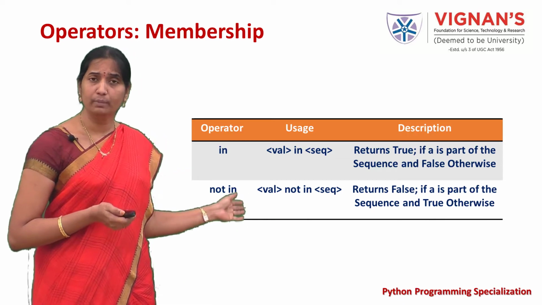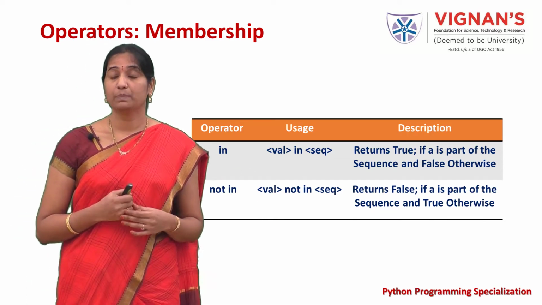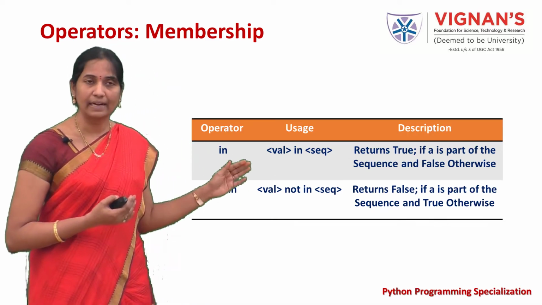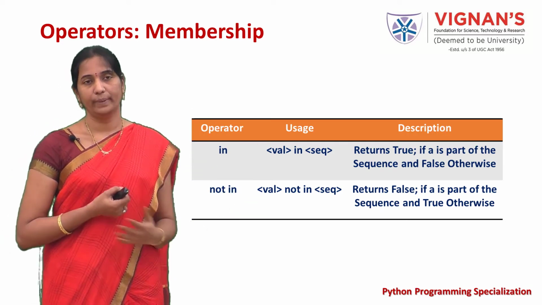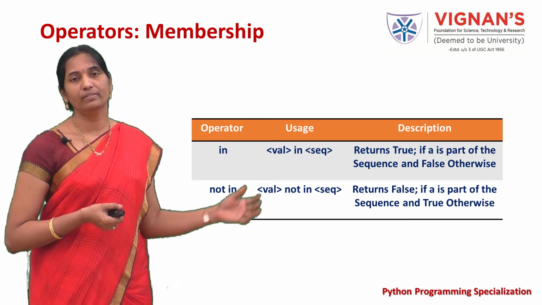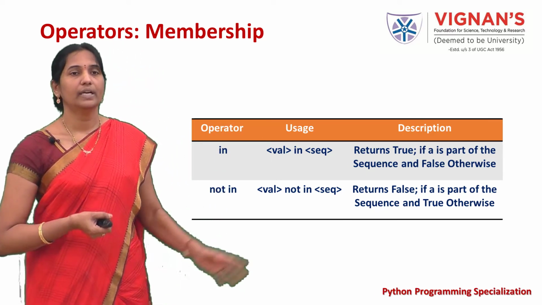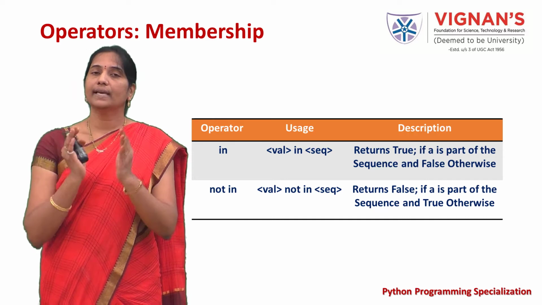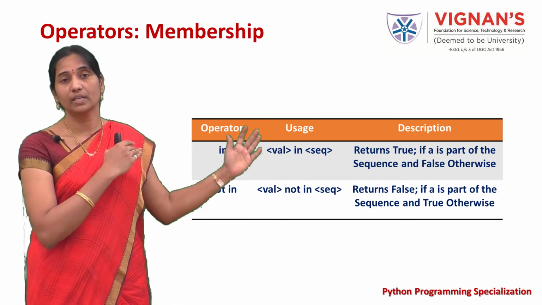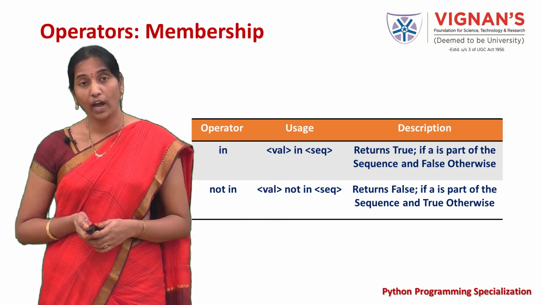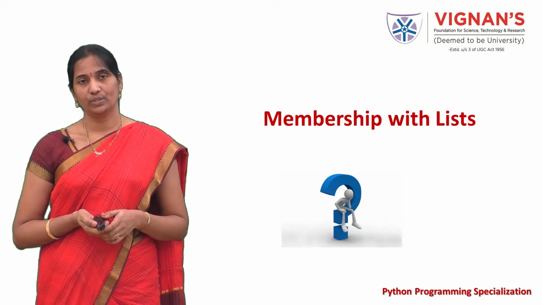Now not in can also be used to check the presence or absence of an element, but it works exactly the opposite of the in operator. Whenever you use an element with the not in operator to check whether it is available in the sequence or not, it returns a false value when the element is present in the sequence, and it returns a true value when the element is absent from the sequence. That's how we can use it.